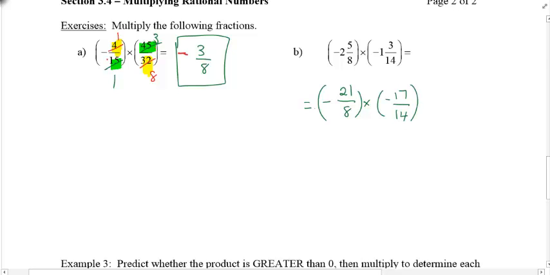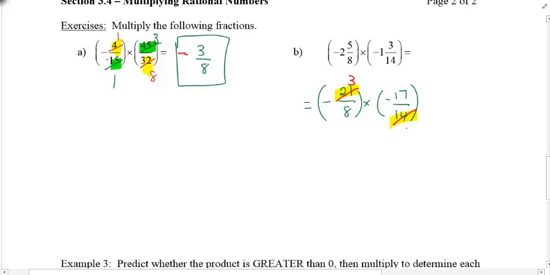Okay, that's a good start. And now I'm going to ask you to see if you can cross-reduce 21 and the 14 perhaps. What number divides by both of those? How about 7? 21 divided by 7 is 3.